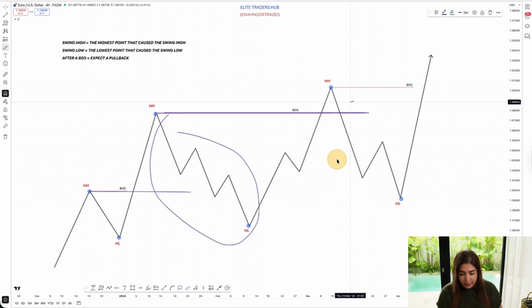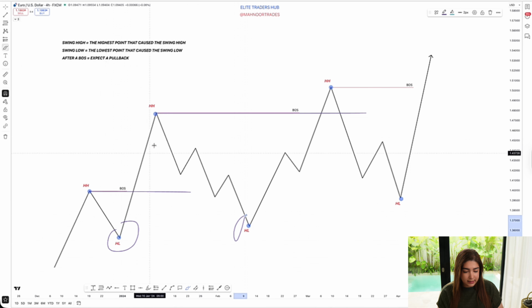When we're expecting the pullback to happen, we are expecting the higher low, which is the strong point, because it is actually responsible for giving us the break of structure. This point here is responsible for giving us the break of structure. Similarly, this point here is responsible for giving us the break of structure. We're expecting this point to hold.